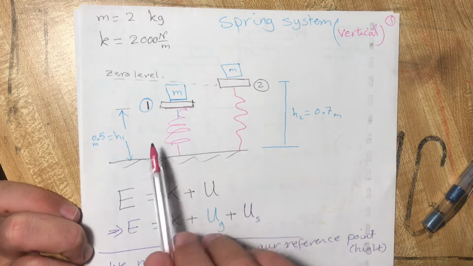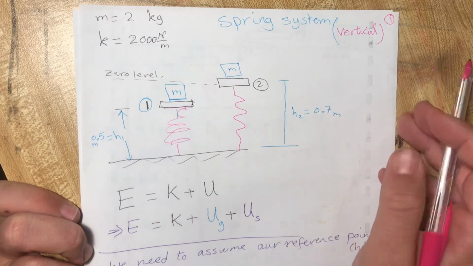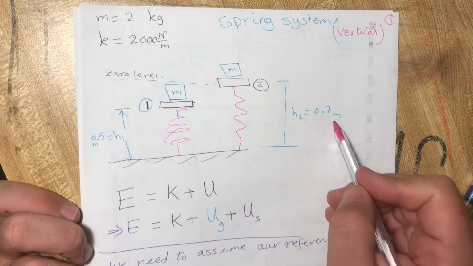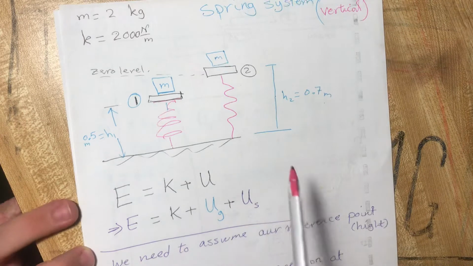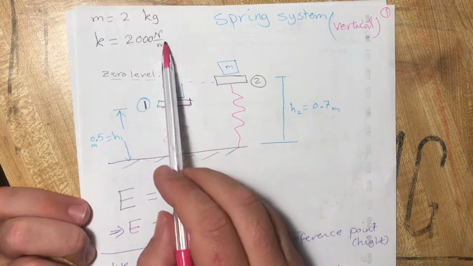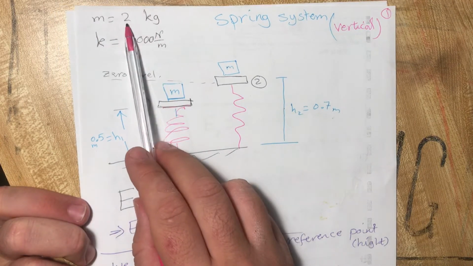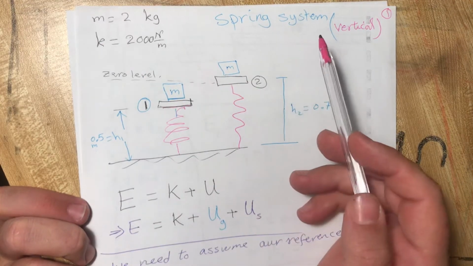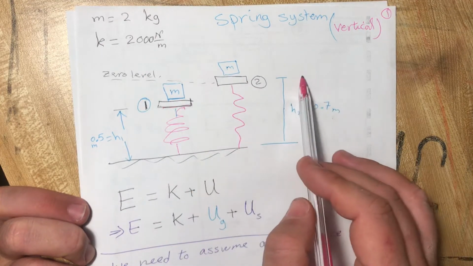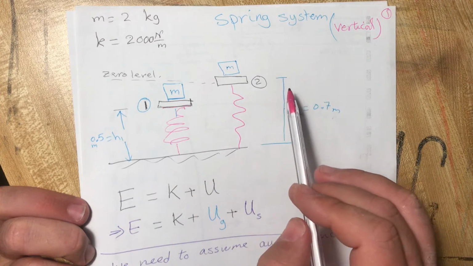the mass at height 0.7 meters. The spring constant is 2000 newton per meter and this mass is 2 kilograms. We need to choose a zero level, a reference for our solution.